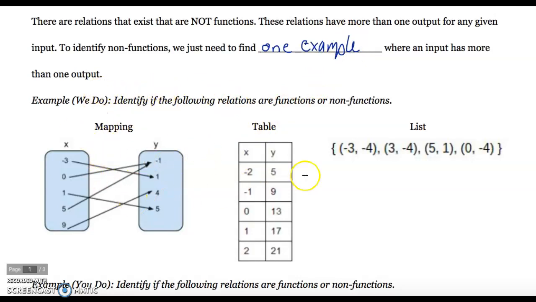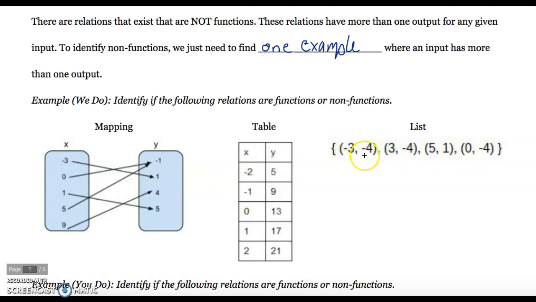So let's talk about these three options first. A mapping is when you have your set of inputs and your set of outputs. They don't necessarily have to be in order. They happen to here, but they don't have to be. A table, which is a similar mapping situation, except generally your table is already in order for your x values, and you don't need arrows to identify which x value goes to which y value. And then a list is just listing the pairs of points that are in a table, essentially.